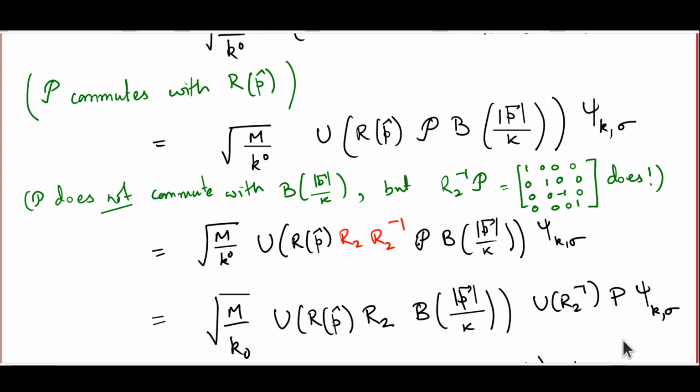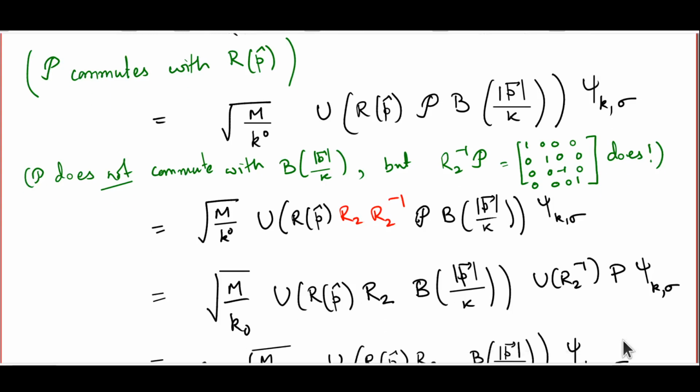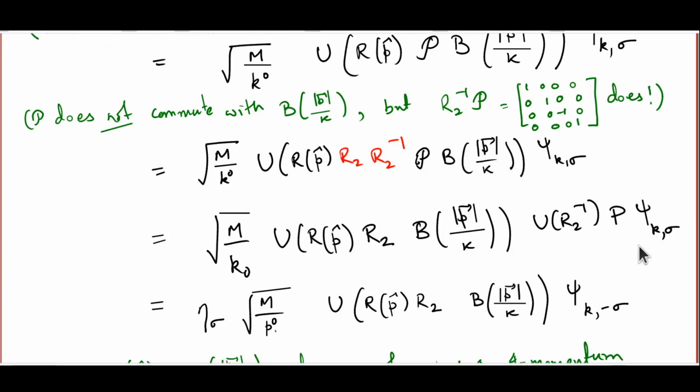We already know what u R2 inverse p acting on psi k sigma is. It gives you psi k minus sigma and a factor of eta sigma, which is just a number, so we'll move it outside. And remember, we are dealing only with linear operators here. Now the question is, exactly what is this new Lorentz transformation rp hat R2 times boost mod p by kappa?